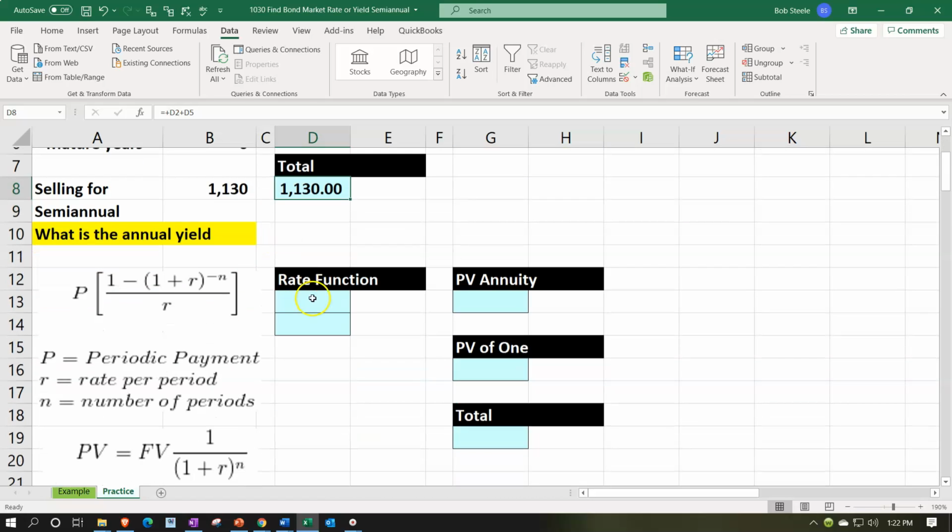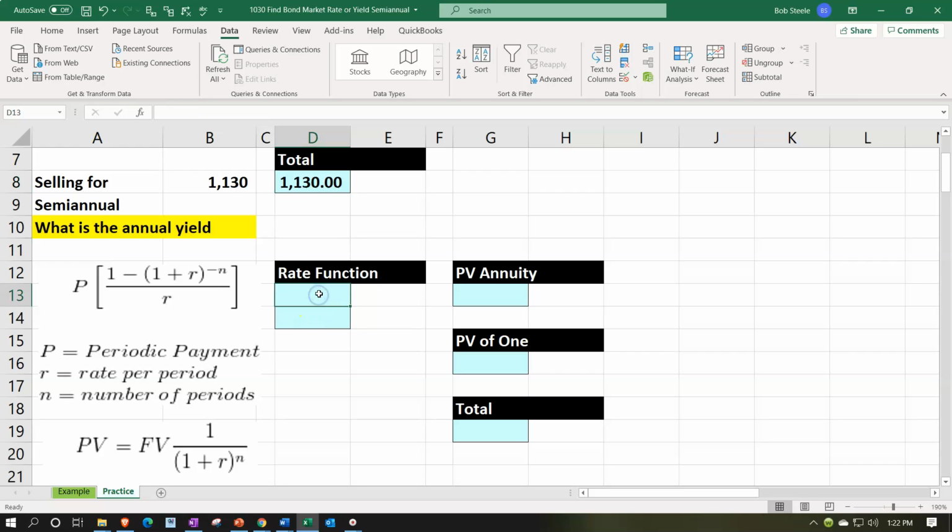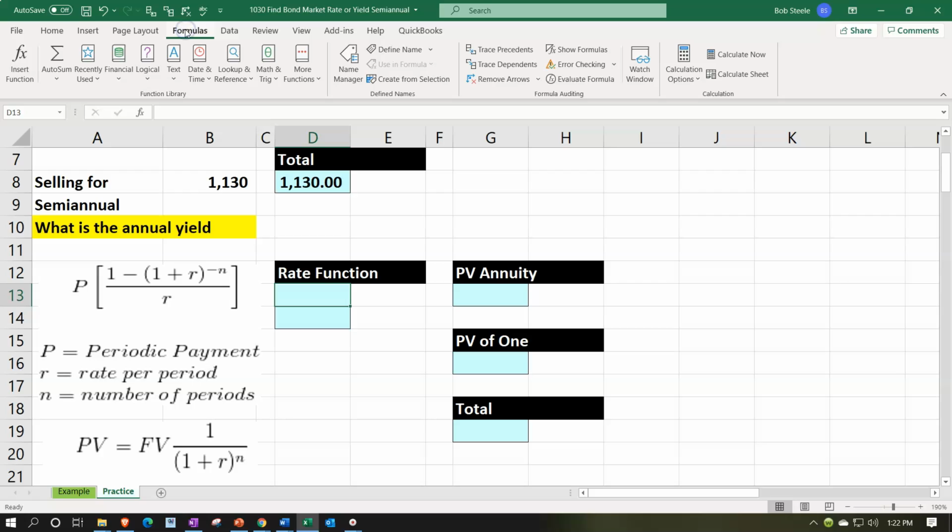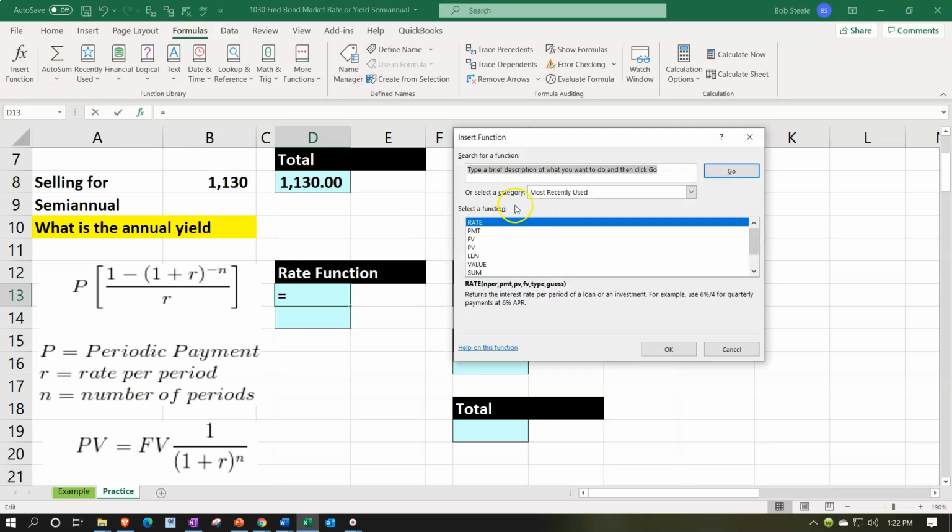Now we can also use the rate function to do this. The rate function can be a little confusing. It's nice then to use the dialog box to do it. So let's do this with a dialog box. Go into the formulas up top. I'm going to look at the insert function, and I'm looking for the rate function.